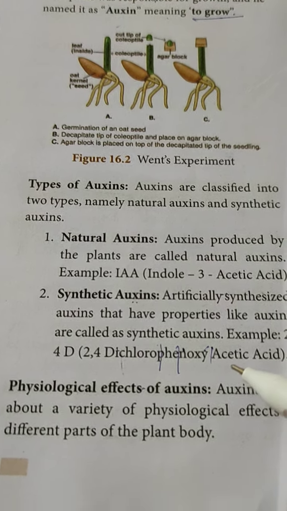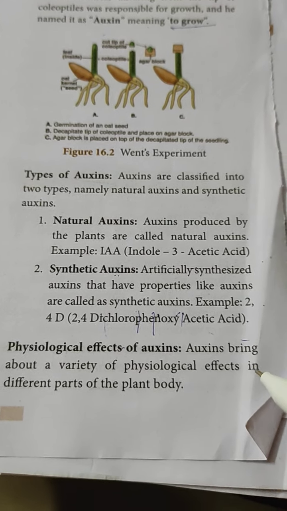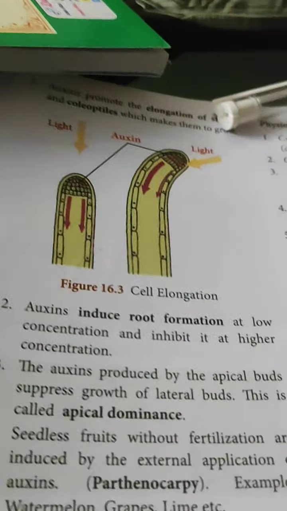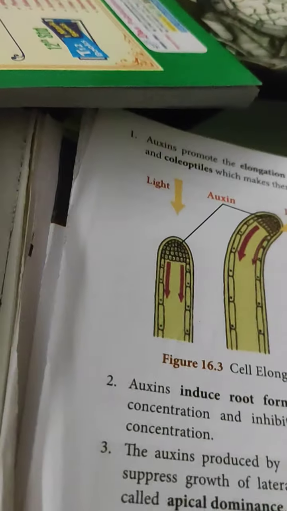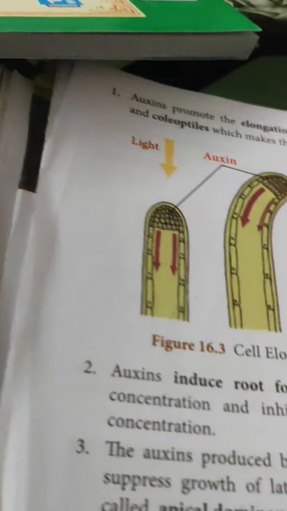Now, physiological effects. What are the functions performed by the auxins? Auxins bring about a variety of physiological effects in different parts of the plant's body. One by one we have to study the physiological functions, that is the important thing. In 5 marks or 7 marks questions they are there, but it may come for 4 marks. Also, 4 points you have to mention.